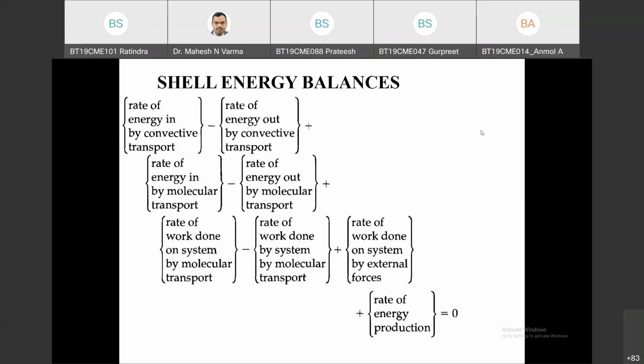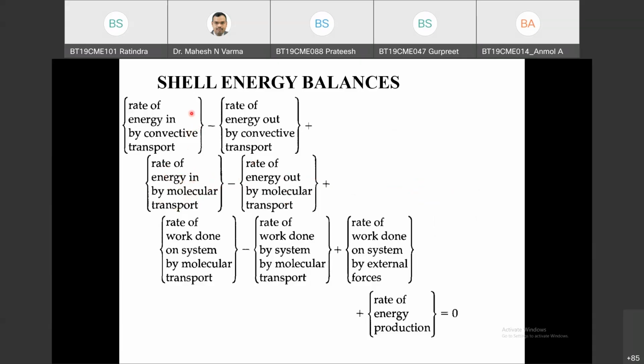Okay, so we were discussing the shell energy balance. In the last couple of problems we discussed electrical heat generation, and in a couple of problems nuclear heat generation, where we were concentrating on problems with only molecular transport. The energy was transported by conduction only. That was the case in the previous three or four problems we discussed in shell energy balance.